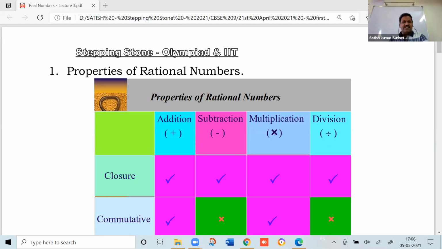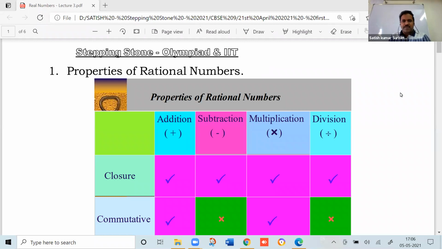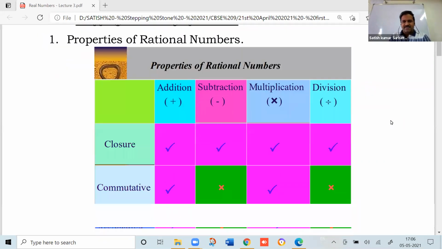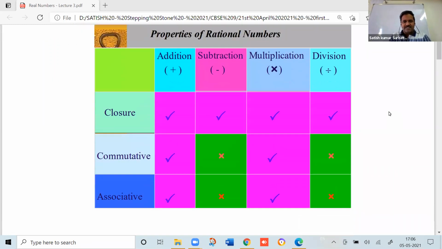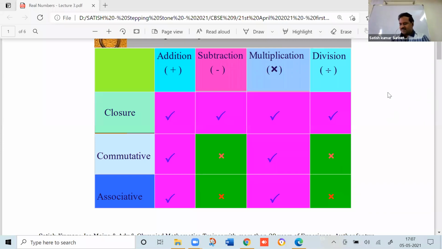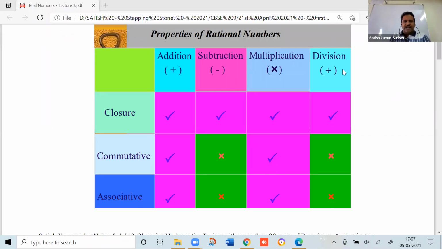Continuation of the last class. Let us discuss properties of rational numbers now. In the 8th class you have studied properties relating to the closure property, commutative property and associative property of whole numbers and integers. Now let us check whether they are satisfied for rational numbers or not. Addition: do rational numbers satisfy the closure property with respect to addition or not?